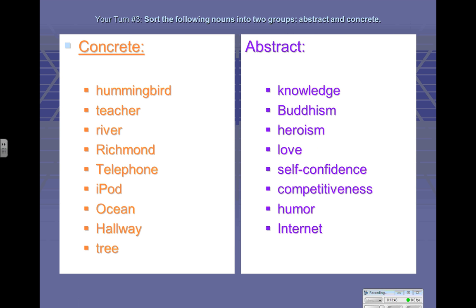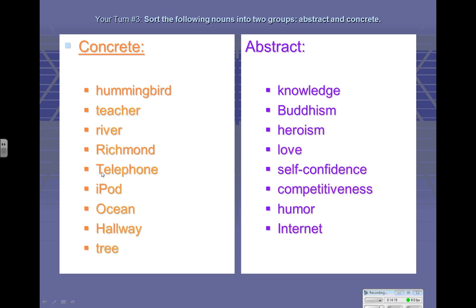Okay, let's check your knowledge and see how you did. For concrete noun, you should have had hummingbird, teacher, river, Richmond, telephone, iPod, ocean, hallway, tree. Now take a minute and look at my list. There's something wrong with my list. See if you can identify it. I'll give you a hint. It has to do with proper versus common nouns. Which nouns should be lowercase and not uppercase?